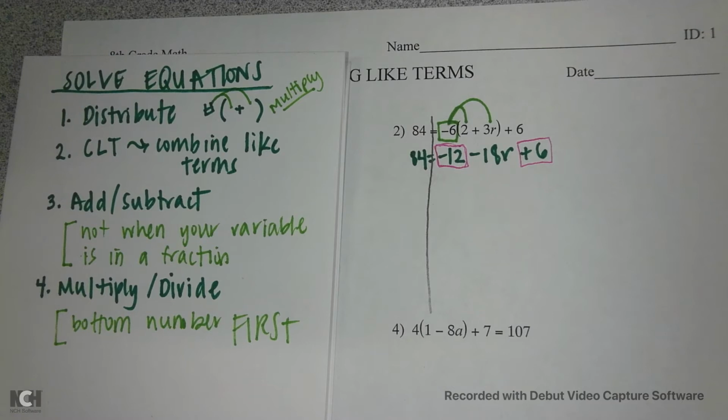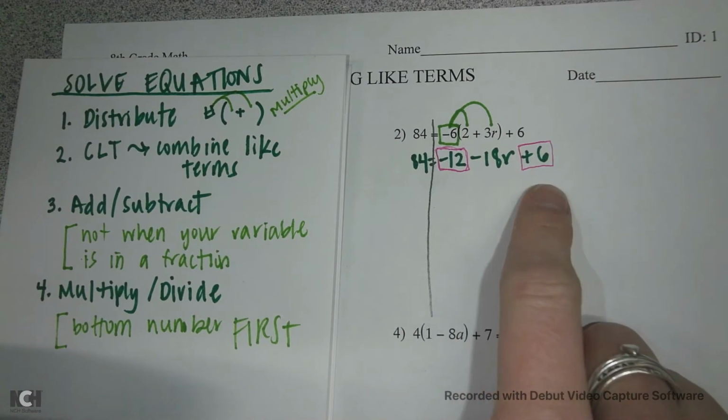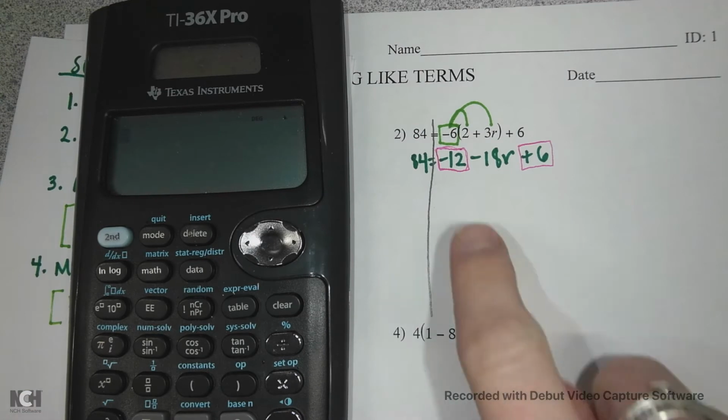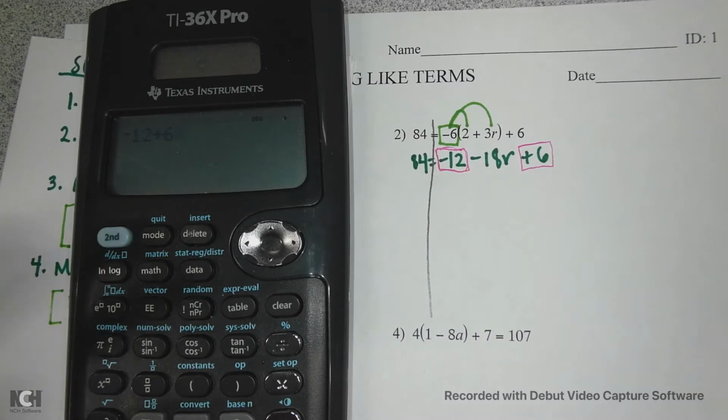Students are confused often about how to combine them. If they're on the same side of the equal sign like this, the same side of the wall, you got to keep those signs the same. So if you wanted to, in your calculator, you can just type in the numbers that you see. So I see a negative 12 and a positive 6. So that's what I typed because it's on that side of the equal sign.